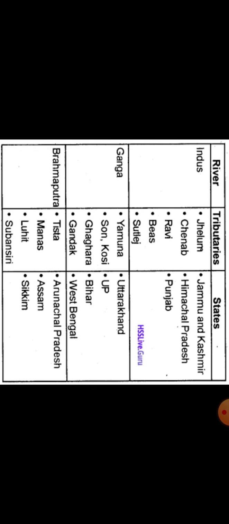Once again, Indus and its tributaries Jhelum, Chenab, Ravi, Beas and Sutlej. Ganga tributaries Yamuna, Son, Kosi, Ghaghara and Gandak. Brahmaputra: Teesta, Manas, Lohit and Subansiri.